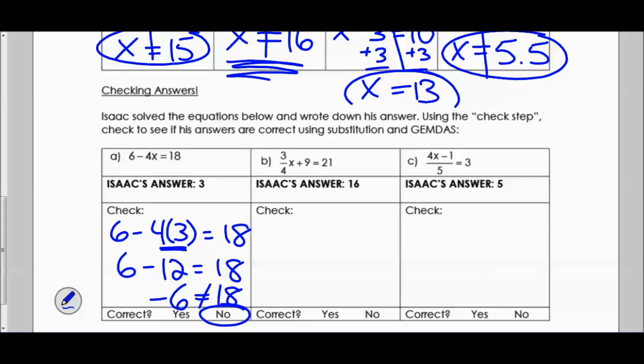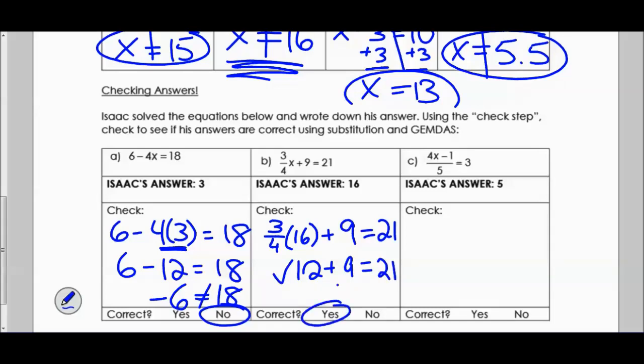Same thing on the next one. Let's plug in 16. 3/4 times 16 plus 9. We want to see if that equals 21. 3/4 times 16 is 12. Plus 9 equals 21. That is correct. 21 equals 21. That's how we can always check to see if that's right.